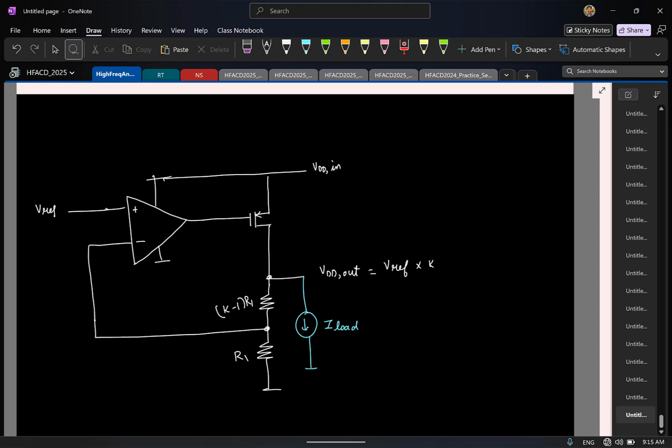Is that okay? So this forms the basis of what we call a linear voltage regulator, or often called a low dropout regulator. And this is abbreviated as LDO.